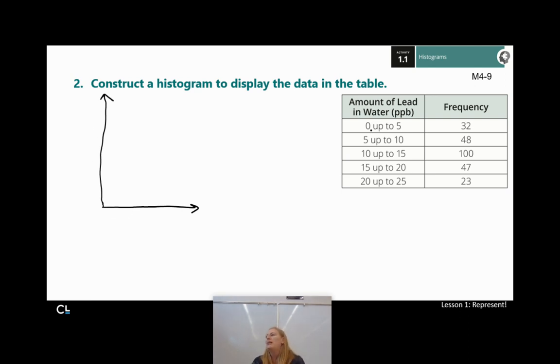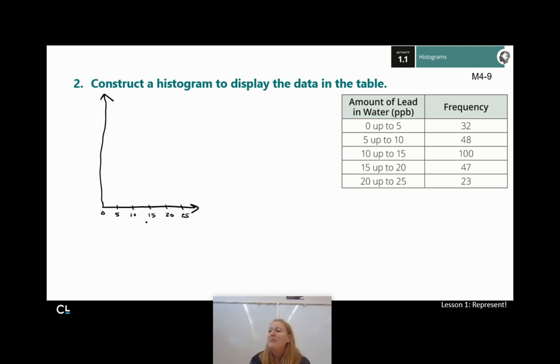So our bins go 0 to 5, 5 to 10. So it looks like our bins are counting by fives, right? So 0, and then we go all the way up to 25. So 5, 10, 15, 20, 25. So I'll write that down. So here I have my bins. You can see 0 to 5, 5 to 10, 10 to 15, 15 to 20, 20 to 25.